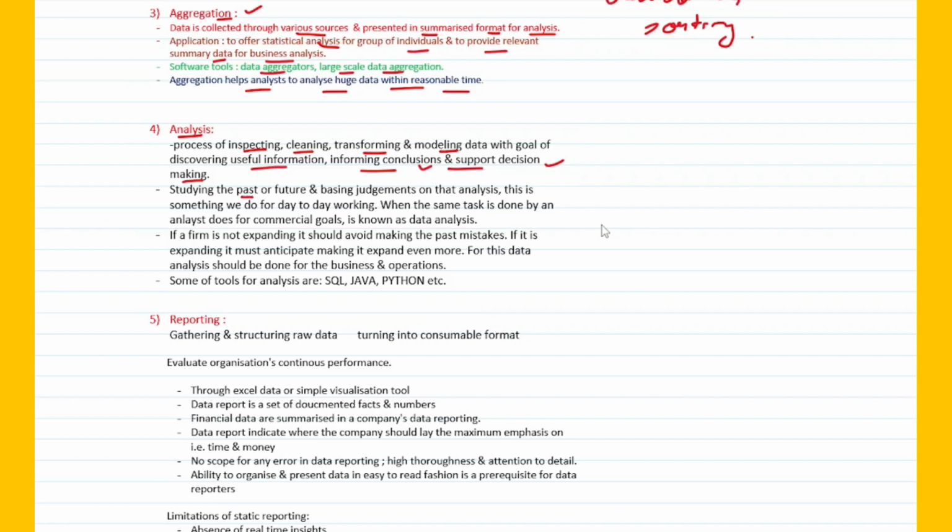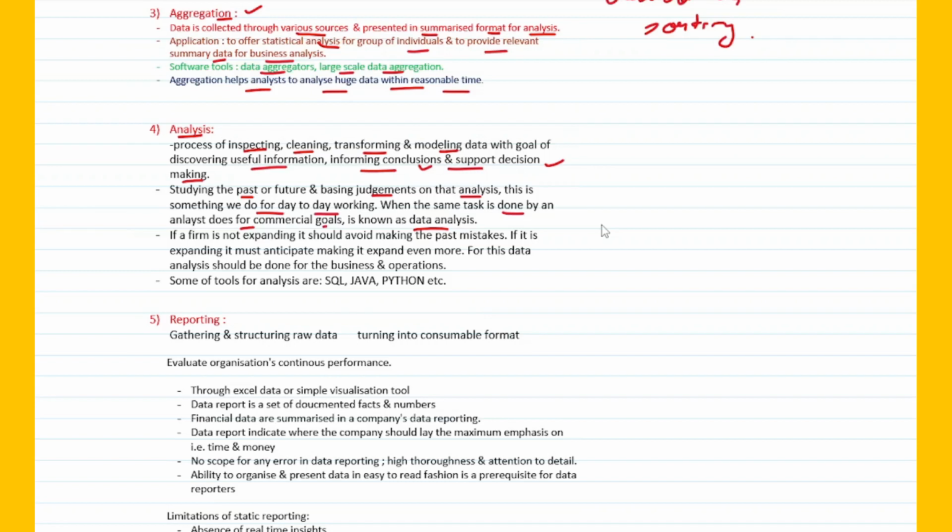Okay, studying the past or future and basing judgments on that analysis. This is something we do in our day-to-day working. Yes or no? Whenever we need to make a decision, we refer to our past or future and make the decisions accordingly. When the same task is done by an analyst for commercial goals, it is known as data analysis. So this is what data analysis is. I'll repeat that once again. If you study the past or future and base judgments on that analysis, this is something we do in day-to-day working. But the same task, if it is done by a business person or a business analyst for a commercial goal, then that is called data analysis, right?